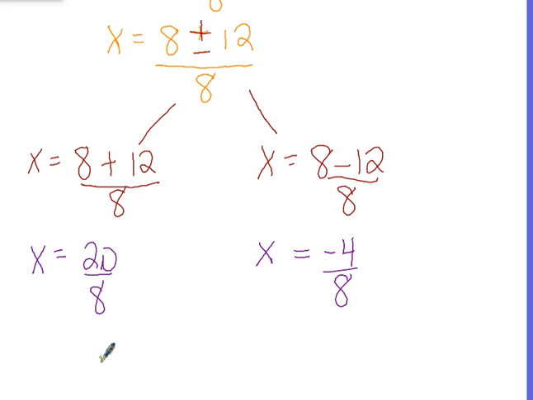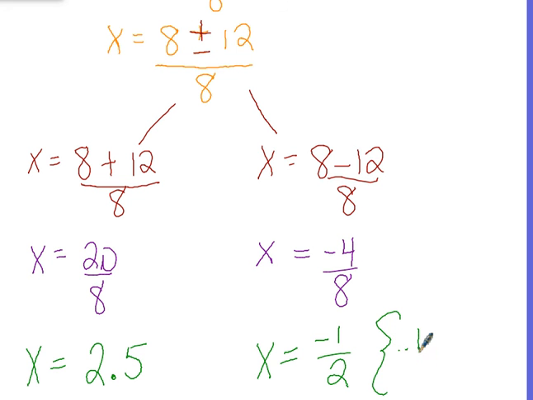I think we have one more step left. Let's see. X equals 20 divided by 8. We should get 2.5. And over here, x equals negative 4 divided by 8. Or if I simplify, I will get negative 1/2. Yes, you may write negative 0.5. That is equivalent. And here we have it. These are our two roots. We got x equals 2.5 and x equals negative 1/2. I'm going to list my roots in a solution set.